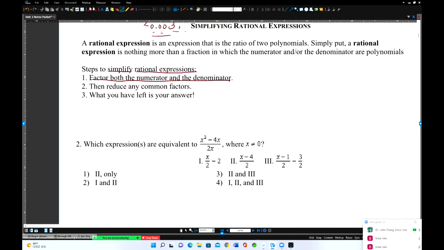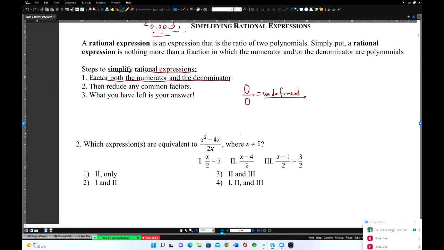Which expression is equivalent to this one? You need to simplify. We assume x cannot be 0, right? If x equals 0, that is undefined. 0 over 0 is still undefined. That is not 1. Okay? So to simplify, what do you always need?